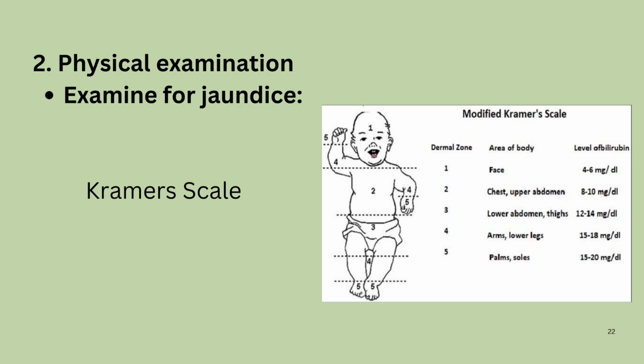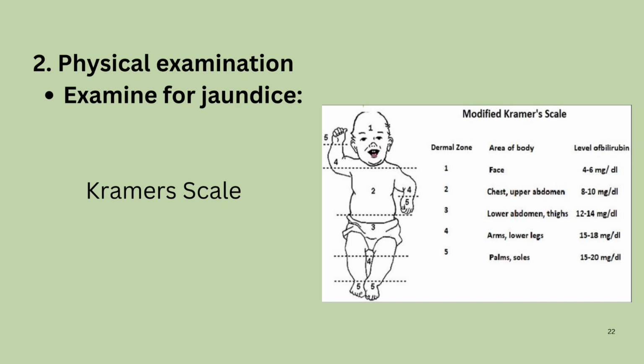What is Kramer's rule? Kramer's rule is a non-invasive method of assessing the degree of jaundice. It includes 5 dermal zones. They are based on the progression of bilirubin. The dermal zones are 1, 2, 3, 4 and 5.